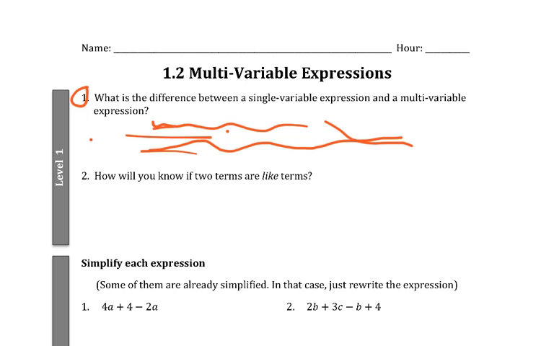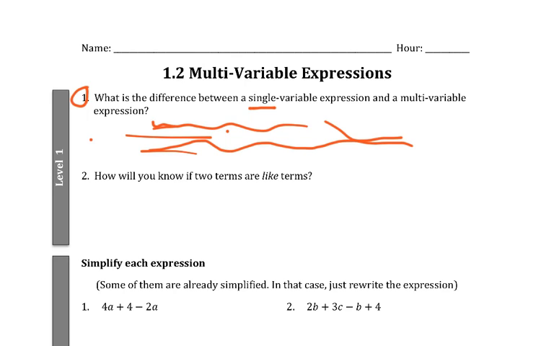Okay, the difference between a single variable expression and a multivariable expression is really easy. A single variable expression has one kind of variable. So for example, if x is your variable, you might see x a couple of times in your expression, like in different terms, but you'll only see the letter x. You won't see the letter y in there also. You will just see the letter x, and then some numbers and some operations.